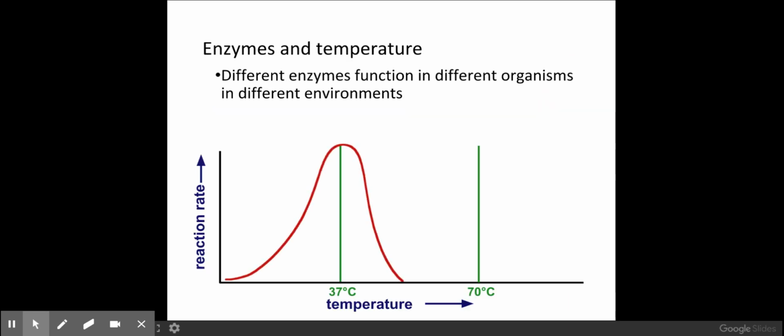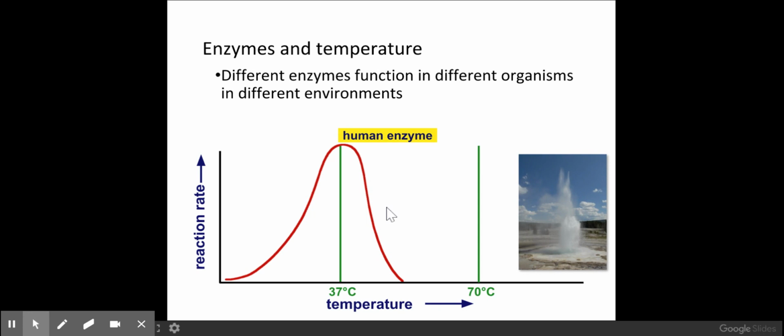Now, not all enzymes are going to have 37 degrees as their optimal temperature. If you look at, say, bacteria that live very happily in hot springs, we found that they have enzymes that have an optimal temperature around 70 degrees Celsius. So really, different organisms and different enzymes have different optimal temperatures.